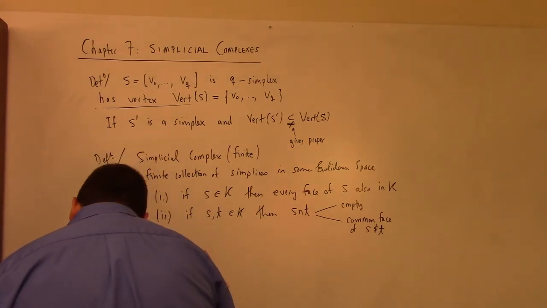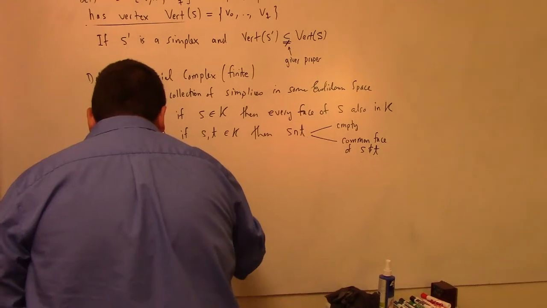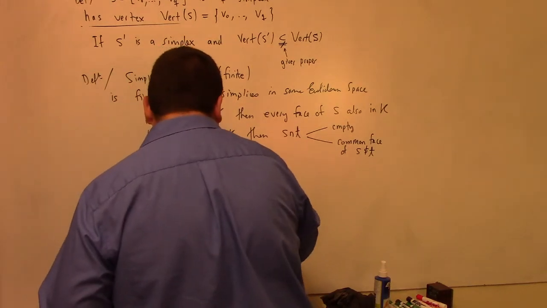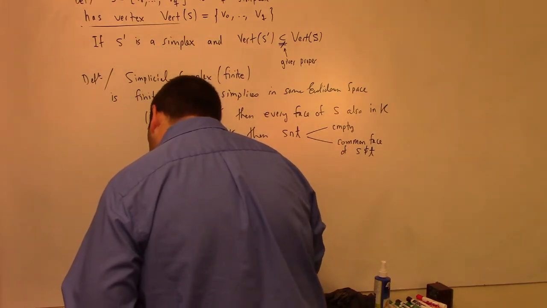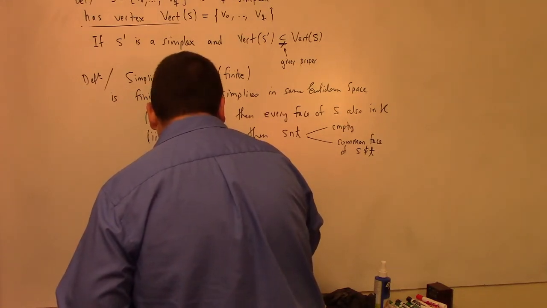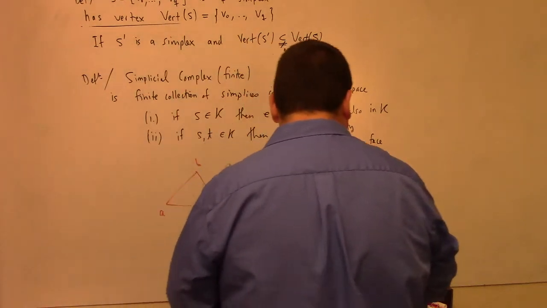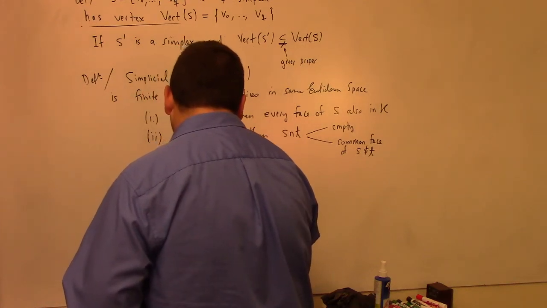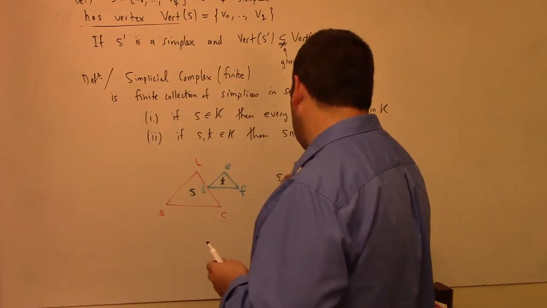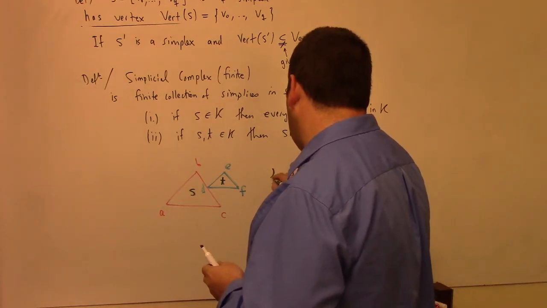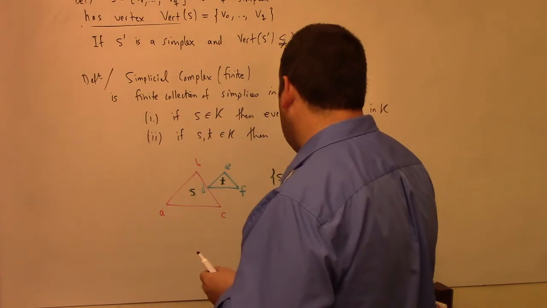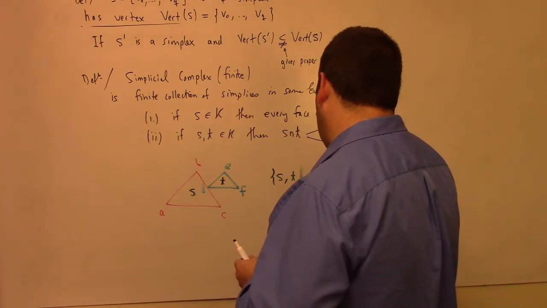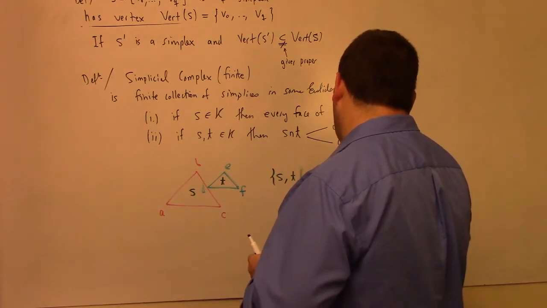If you look at ACB, and then the blue is the blue triangle, D, E, F. So this is your S, this is your T. If you look at S and T, and their faces, it's not a simplicial complex.